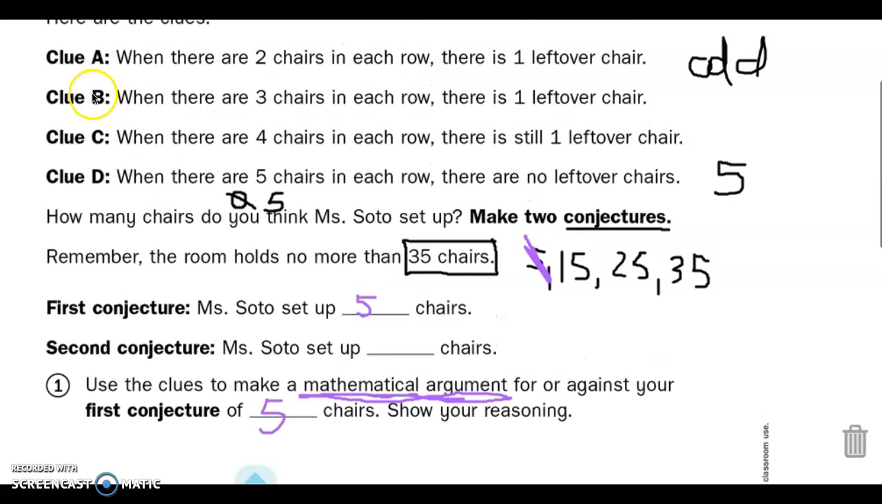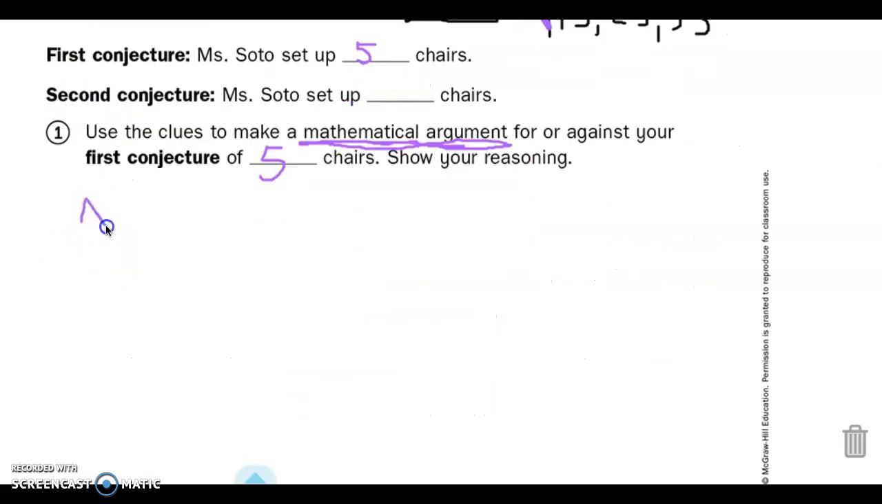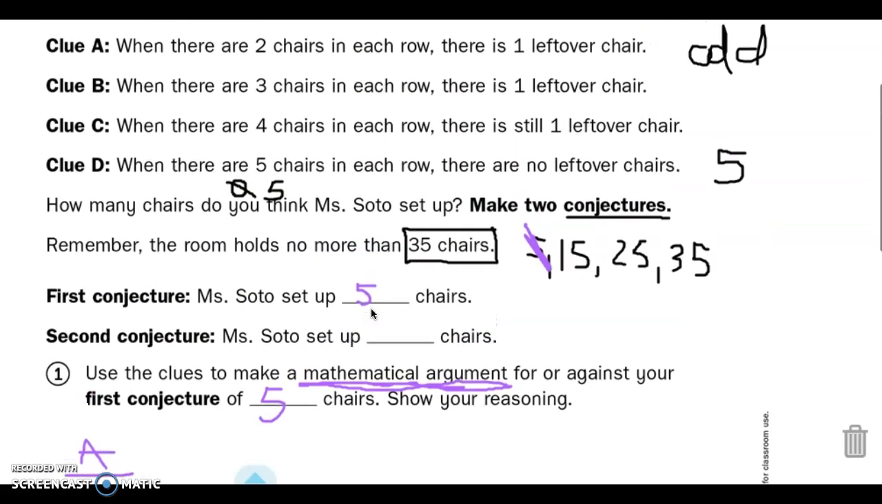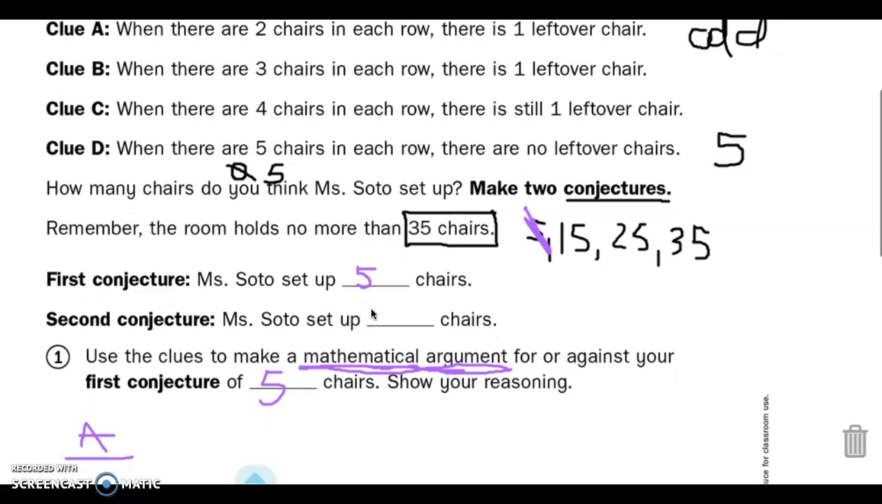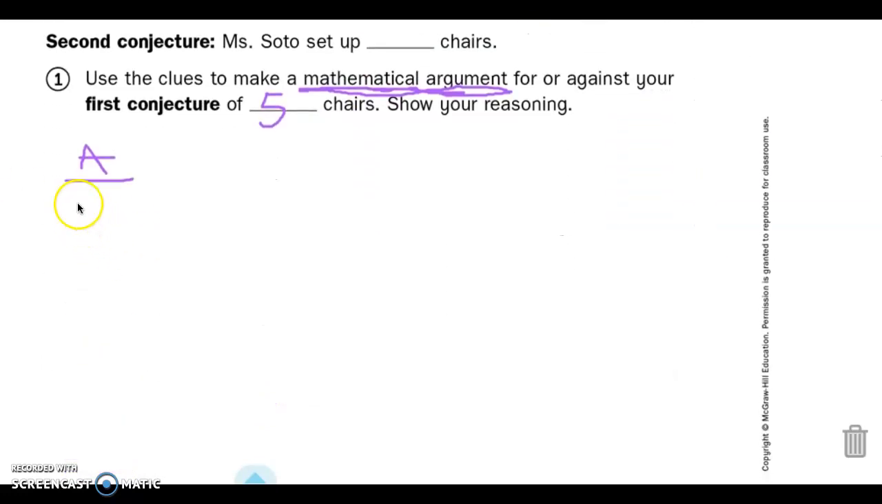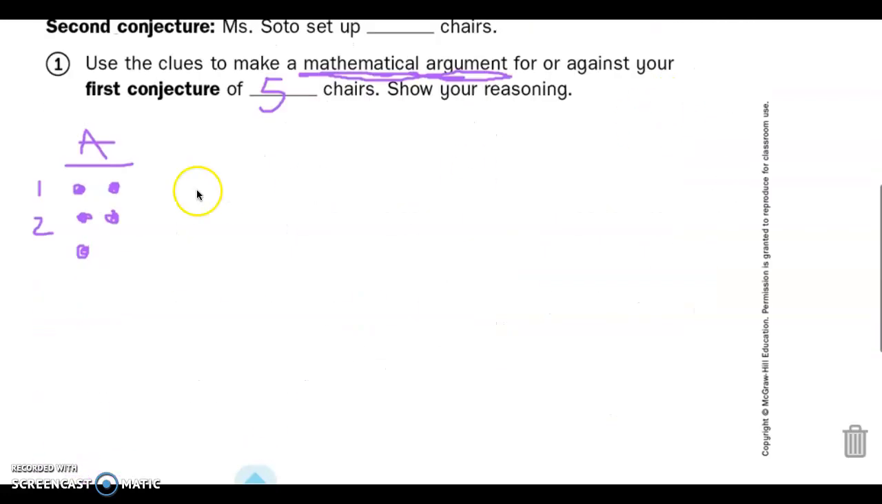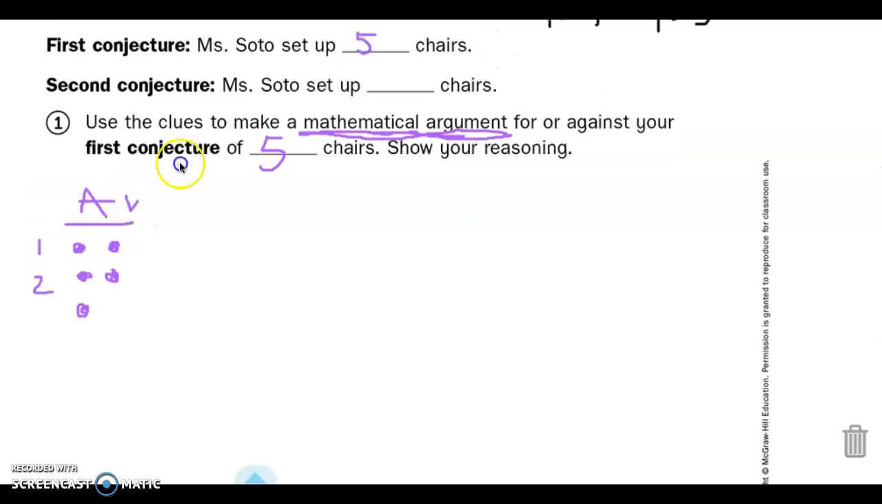So let's see. Clue A. Okay, you are writing this down with me. We're copying it all. Well, clue A says there are 2 chairs in each row, and there is 1 leftover chair. Well, here's row number 1, and I need 2 chairs in it, so 1, 2. Here's row number 2. All right, what does that leave me with? What's a 2 by 2? What multiplication square is that? Well, it equals 4. And how many more to get to 5 chairs? Well, I just have 1 left over. Does that work? 1 leftover chair, and there's 1, 2, 1, 2 in each row. Yep, that works for me.